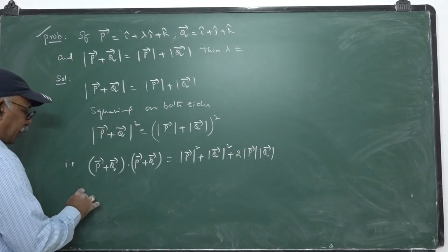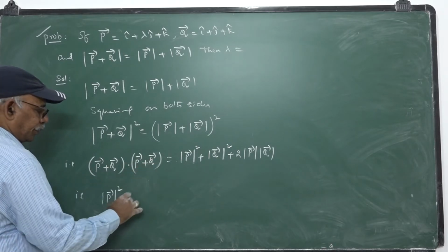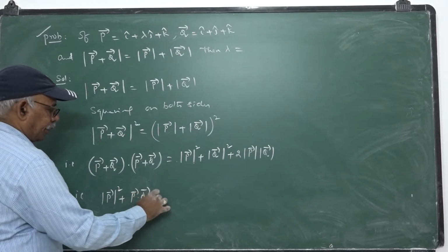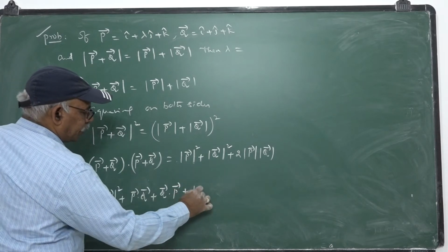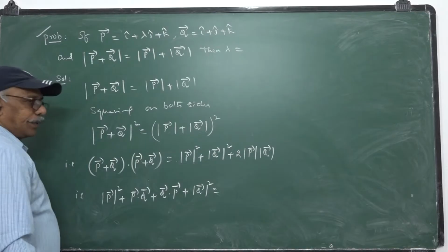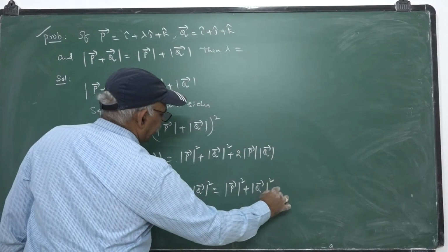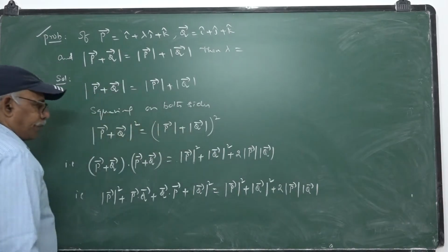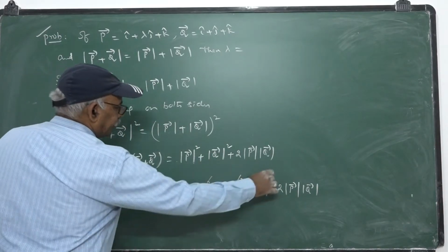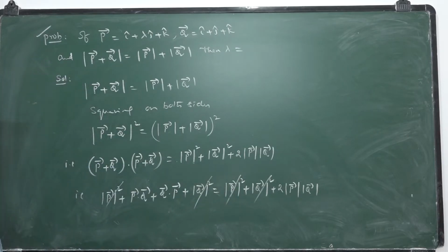Taking the dot product here, P dot P, that means mod P bar square, P dot Q plus Q dot P by distributive law of the dot product. Q dot Q is mod Q bar square, equal to mod P bar square plus mod Q bar square plus 2 into mod P bar mod Q bar. Now you can remove these two, because this is a scalar and this is a scalar, hence equal terms. You can remove mod P square and mod Q square.